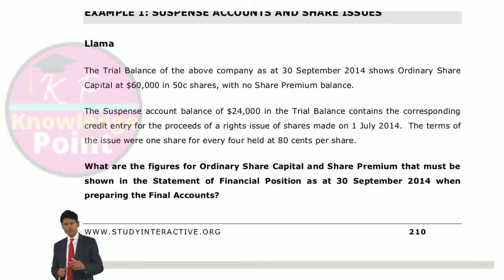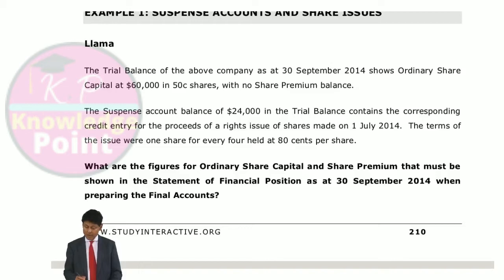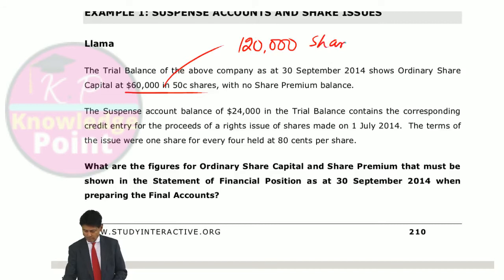The trial balance of the above company, Llama, at that date shows ordinary share capital at 60,000 and 50 cent shares. So can I say there's 120,000 shares? And there's no share premium balance. The suspense account balance of 24,000 contains the corresponding credit entry. So that's a credit. And so basically I've got to hit it with debits to get rid of it.